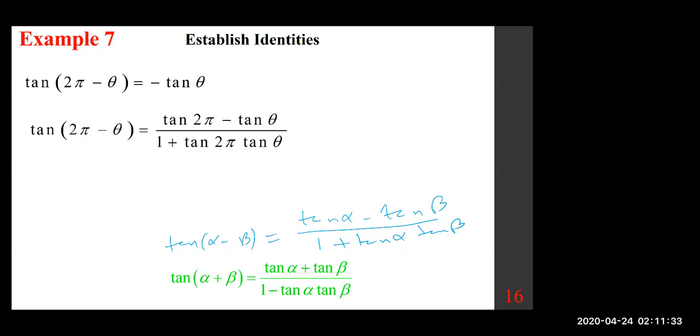So with that being the case, all we have to do is just simplify the rest. And how do we simplify the rest? We just plug in. We know tan of 2 pi is 0. Okay. Sounds good, everybody? Any questions?